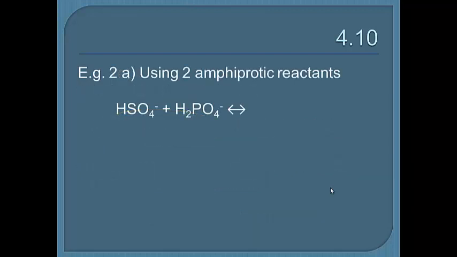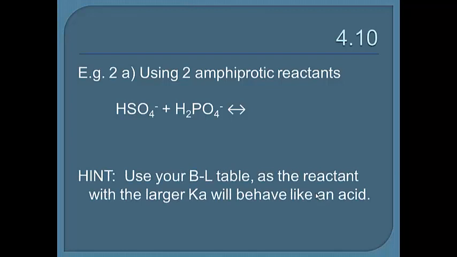Things get a little more difficult when we have two amphiprotic reactants. So here we're given HSO4- plus H2PO4-, and we don't know which one will be the acid and which one will be the base. So what we have to do is the same thing as before. We compare the Ka values. Go to the Bronsted-Lowry table, and we find that HSO4- is higher up or has a stronger Ka value, so it's going to behave as an acid. HSO4- donates a proton to H2PO4-. Our products are SO4 2- and H3PO4.